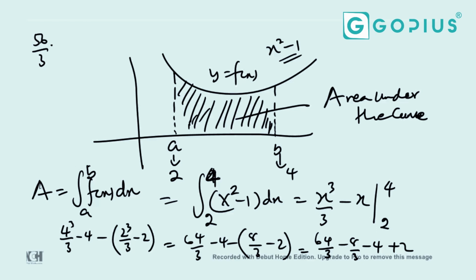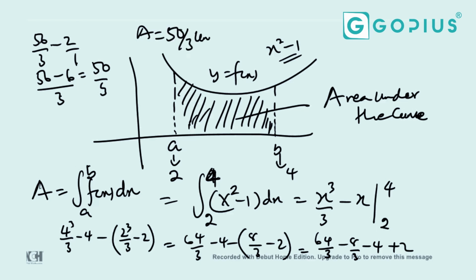Then minus 4 plus 2 is of course minus 2. You find the LCM, which is 3. 3 into itself is 1 times 56 is 56, minus 1 into 3 is 3 times 2 is 6. So we have 56 minus 6, which is 50 over 3. So the area under this curve is 50 over 3 unit square. That's the area.